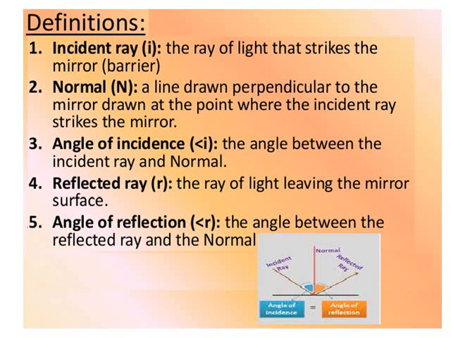This slide gives you clear information about the definitions of all the rays and all the angles made during reflection. Incident ray: the ray of light that strikes the mirror is called the incident ray. Normal: a line drawn perpendicular to the mirror, at the point of incidence where the incident ray strikes the mirror, is called the normal. Angle of incidence: the angle between the incident ray and the normal. Reflected ray: the ray of light leaving the mirror surface is known as the reflected ray. Angle of reflection: the angle between the reflected ray and the normal is known as the angle of reflection.